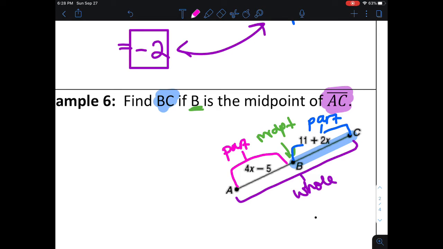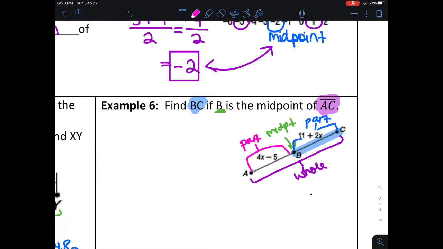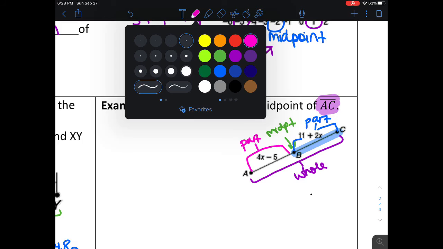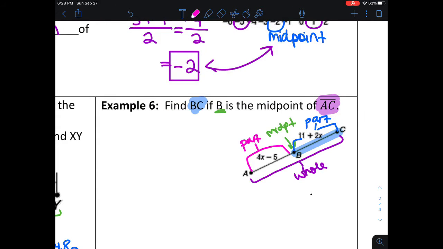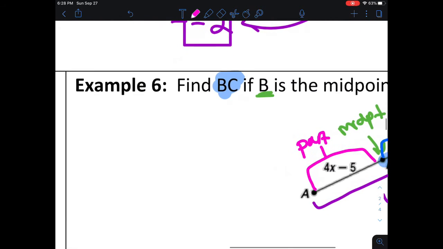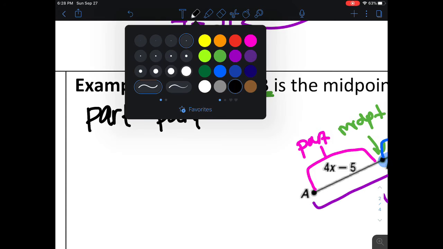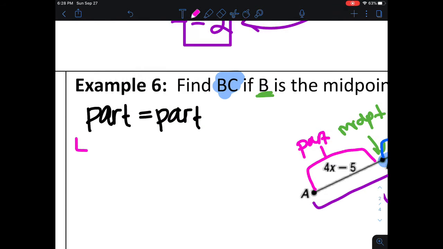Right? There's only two parts of this segment, so both of them together have to be the whole thing. So that means they are also equal to each other because B is in the middle. That's the cool thing about midpoint. It makes things equal to each other. So we call this a part equals part problem. You're going to see this a lot the entire year, pretty much.